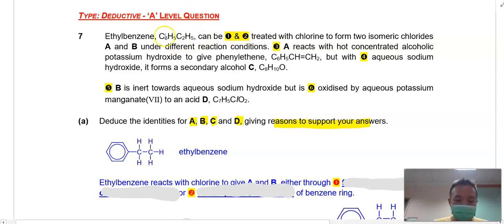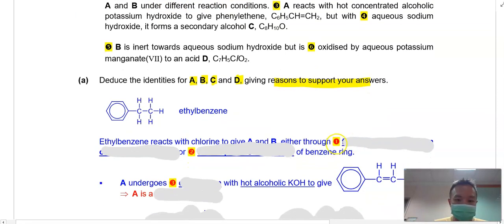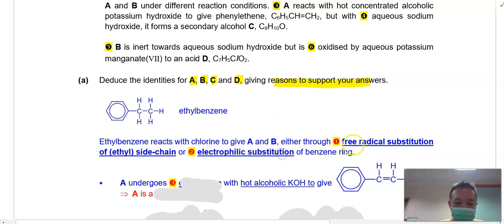If you recall from your arenes, in ethyl benzene, the ethyl group can undergo FRS, and C6H5, the benzene ring, can undergo electrophilic sub. So I'll write in my statement, ethyl benzene can react with chlorine to give either A and B through either free radical substitution of the ethyl side chain or electrophilic sub of the benzene ring. Okay, so you can see I write down the type of reactions.